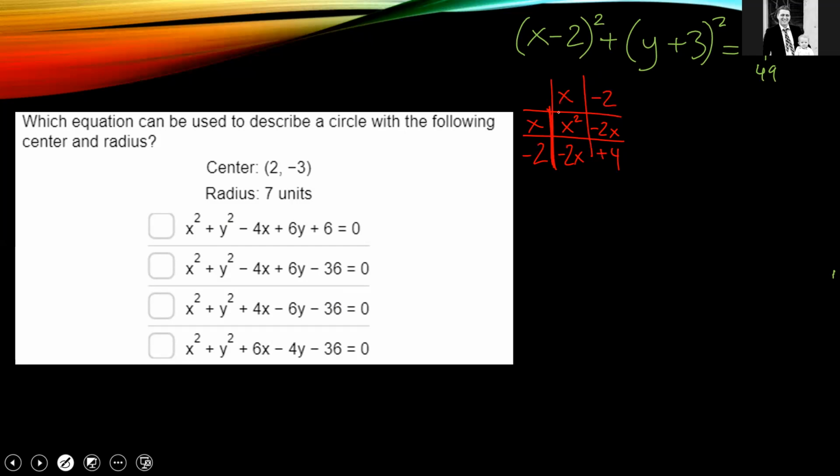Okay, so again, just like before, all the things we just created by multiplication, we're going to be putting those in a row. X squared minus 4x, because there was a negative 2x and another negative 2x. That's a total of negative 4x plus 4.